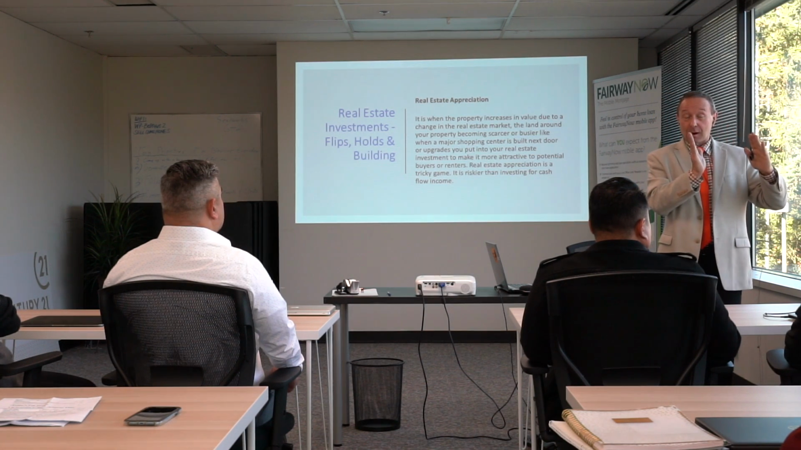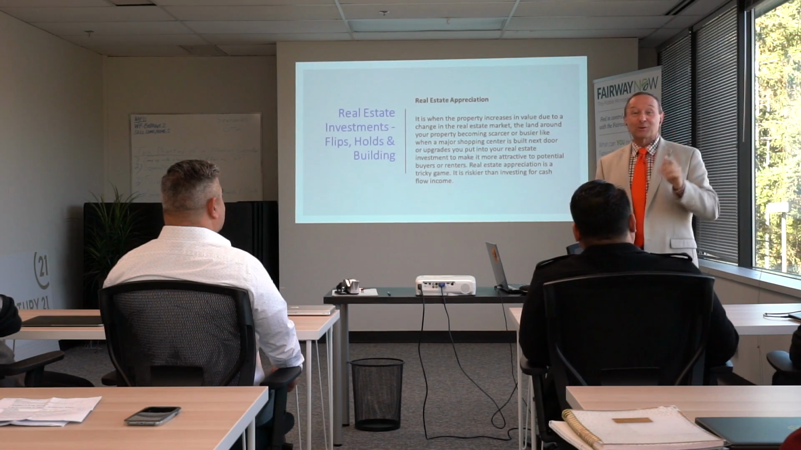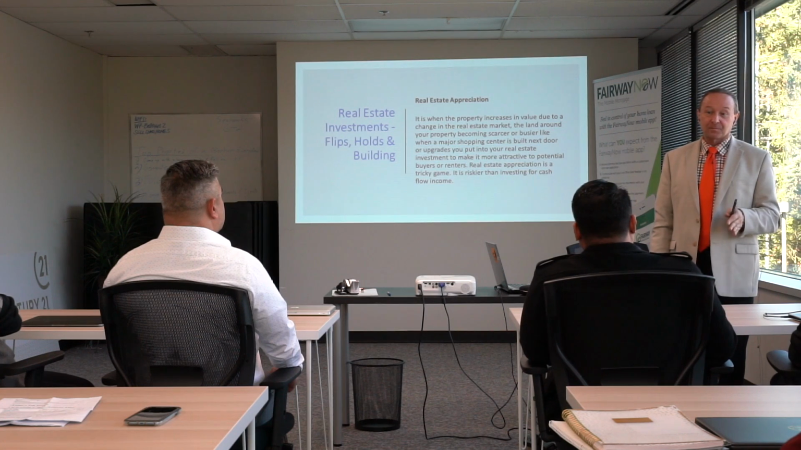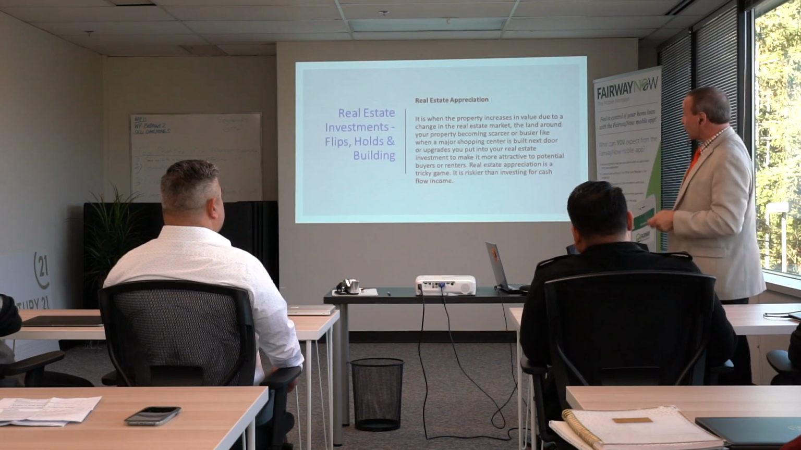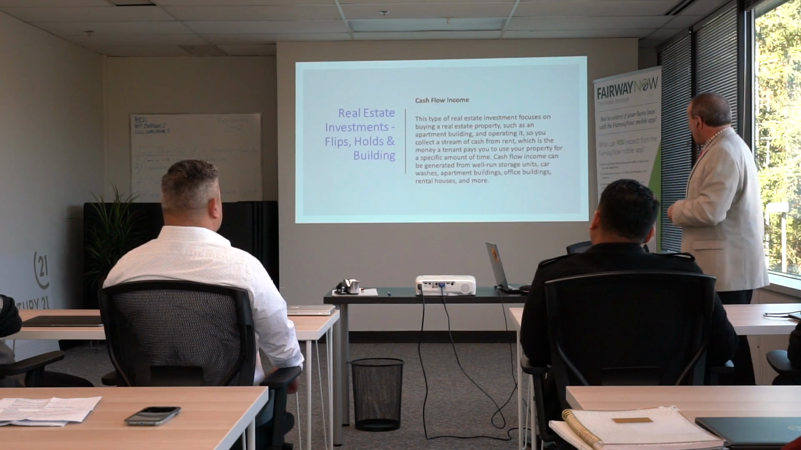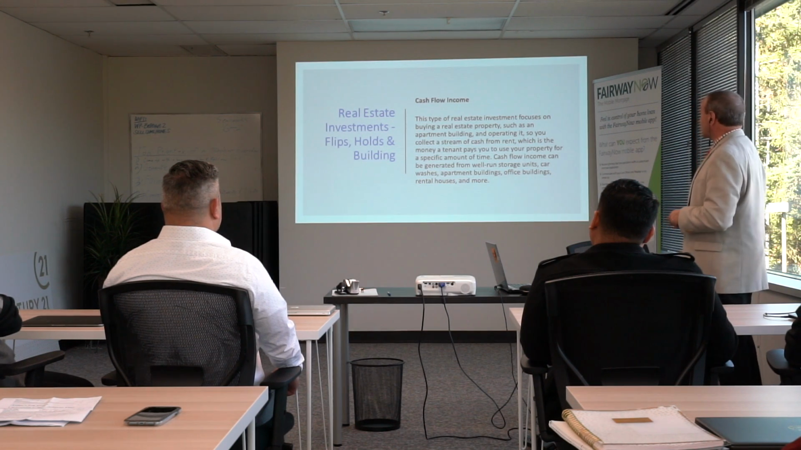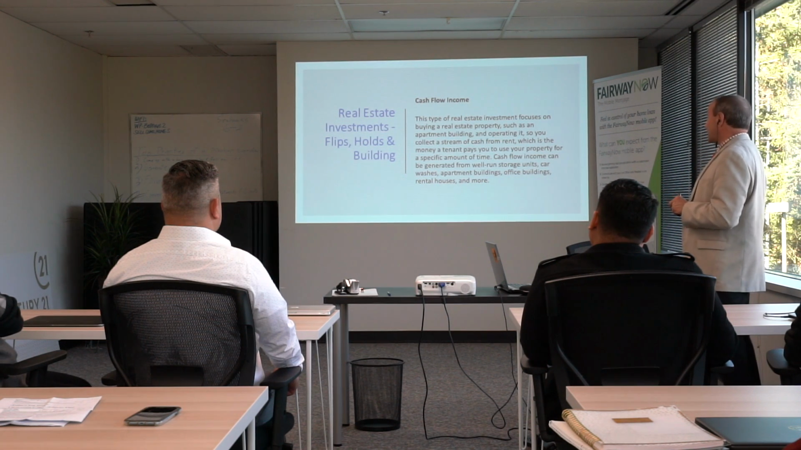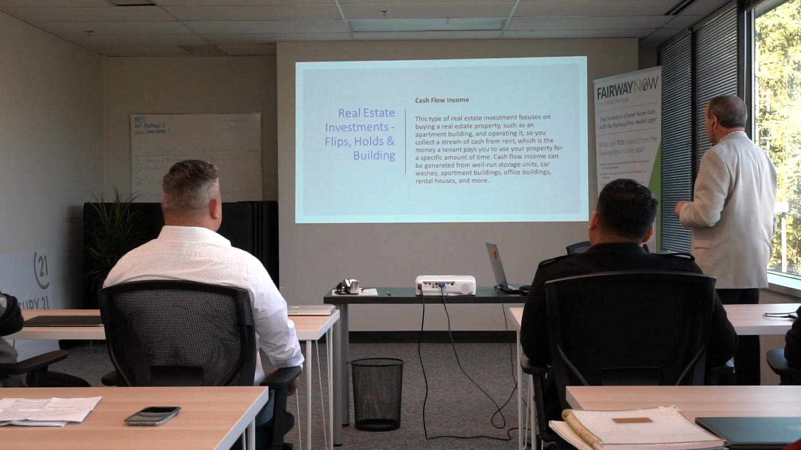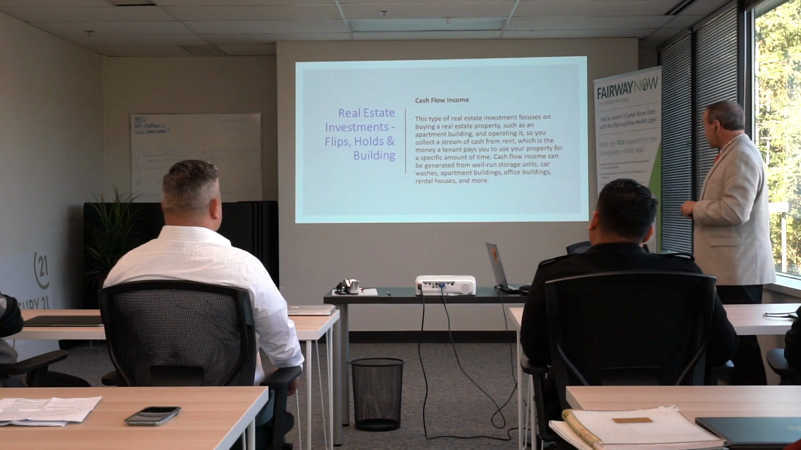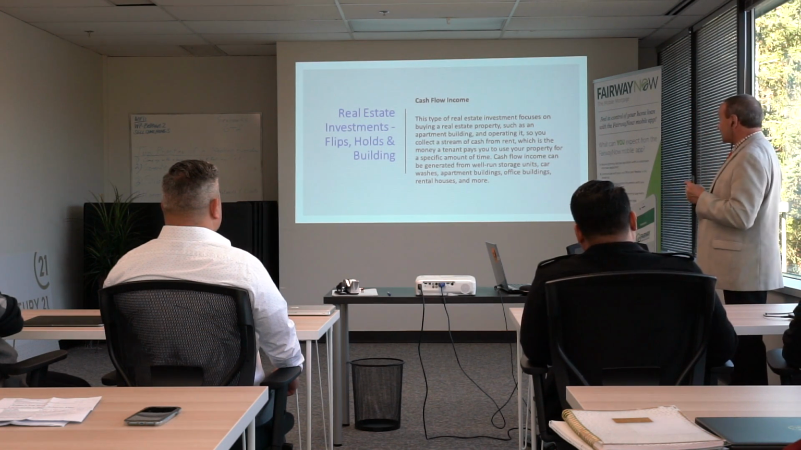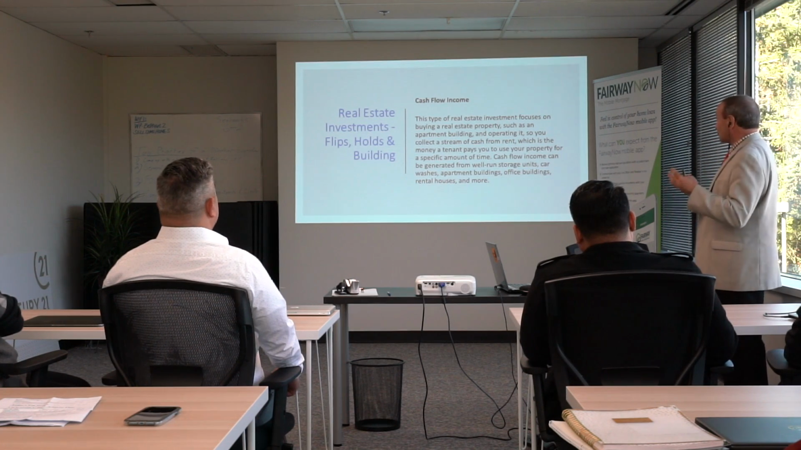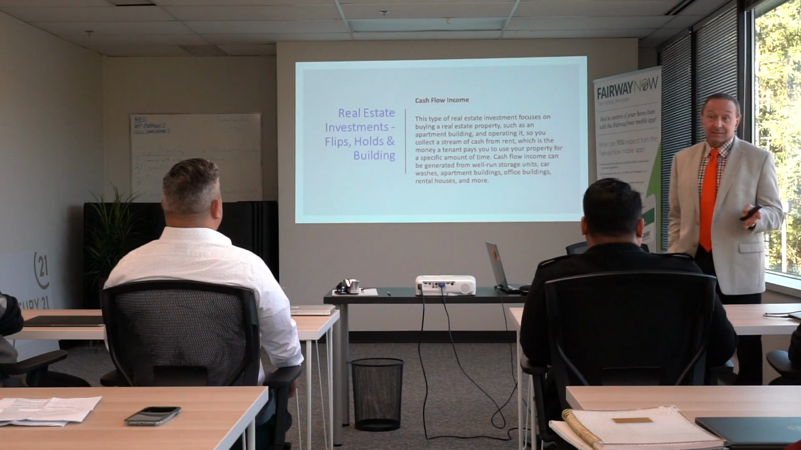And commercial and light industrial, let me get that out there. Light industrial tends to be 1 to 2 years behind commercial. Okay? There's lots of things to work on. So it's depreciation. Cash flow. Buying a real estate property such as an apartment building and operating it so you can collect a stream of income from rent, which is the money a tenant pays to use your property for a specific amount of time. Cash flow income can be generated from well-run storage units, car washes, apartment buildings, office buildings, rental houses, many things.